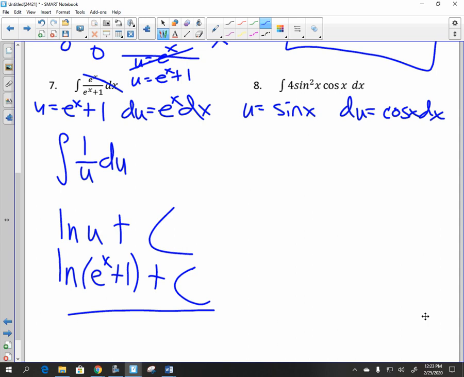So therefore, if I write the integral du, what do I cross off? I cross off cosine of x dx, correct? What's left over? 4u squared.